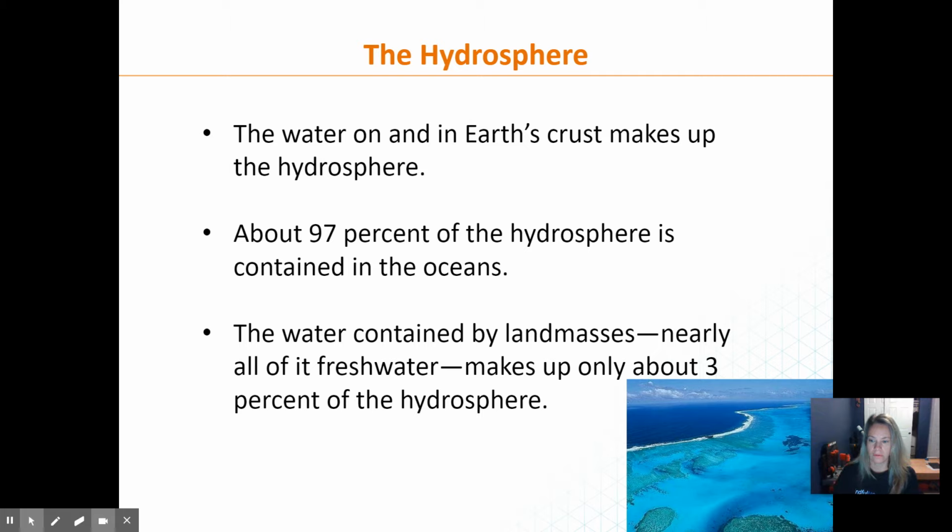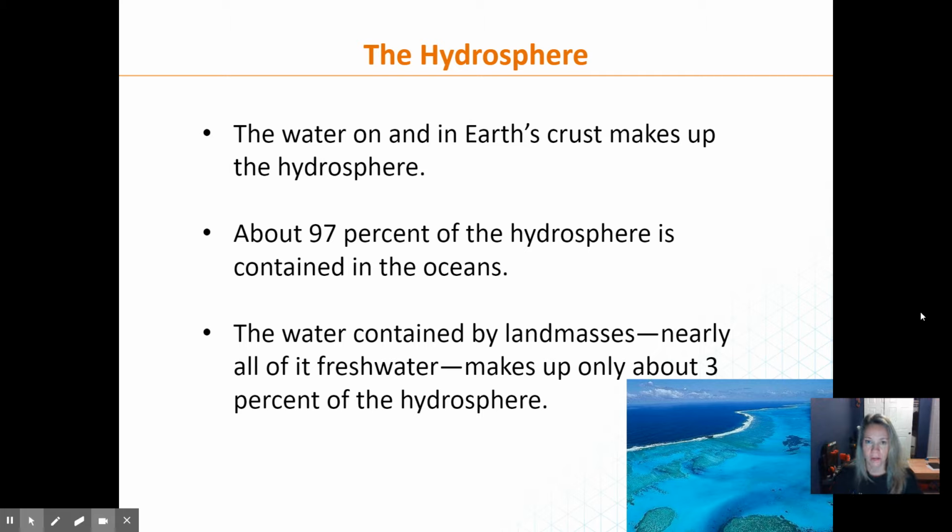But that's a solution. It's a homogeneous mixture, which means that you can't see the difference throughout. All right, so the hydrosphere is all the water on the earth. Hydro refers to water. About 97% of the Earth's water is contained within the oceans, which is pretty amazing. That's kind of why we're called the water planet. And only about 3% of all the water on Earth is actually fresh water. And out of that, only about 1% is readily available for us.